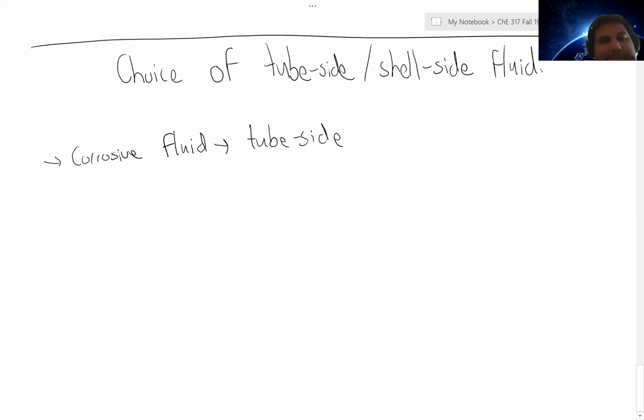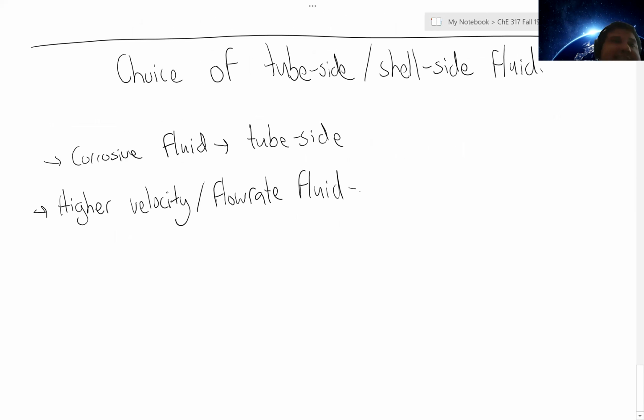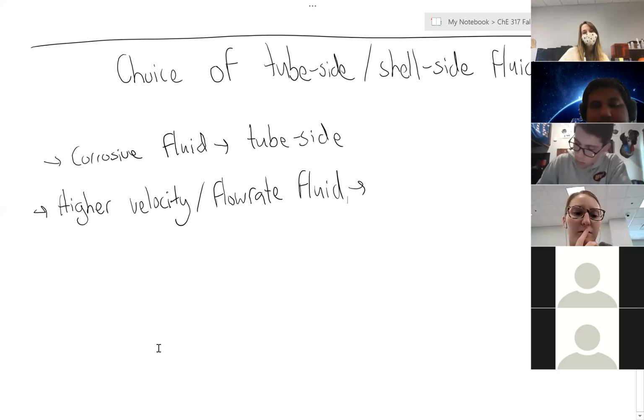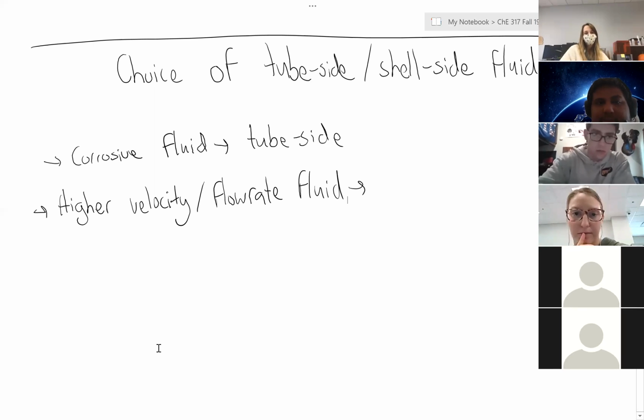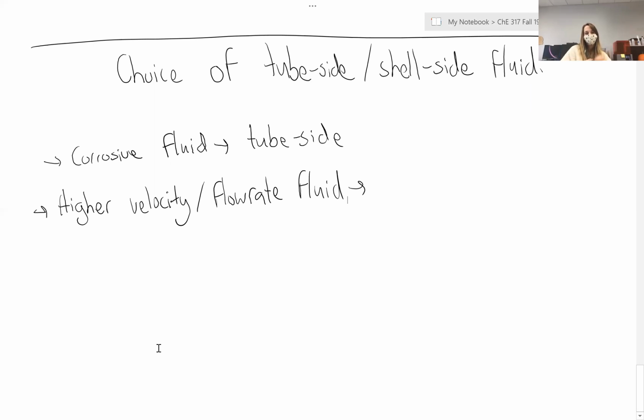What about if you had fluids that are primarily the same, but you had one that had a much higher velocity or flow rate? Would you put that in the shell side or the tube side? Would you do tube side because you'd have a higher heat transfer and you wouldn't want it going out of the heat exchanger? Yes.